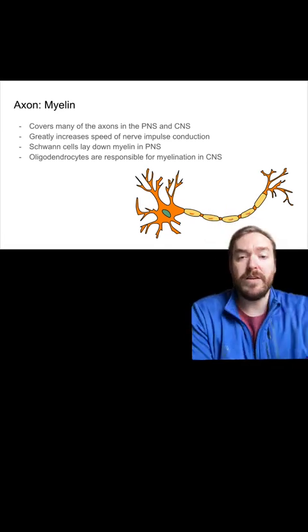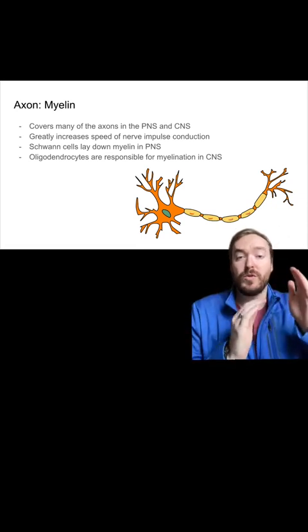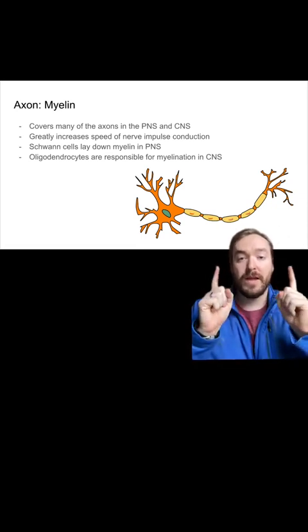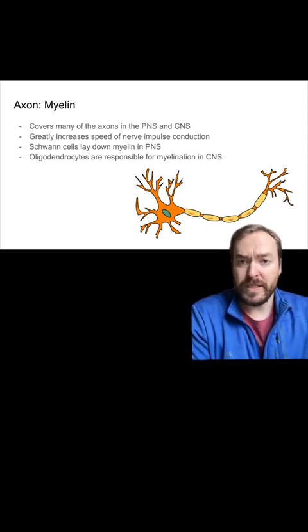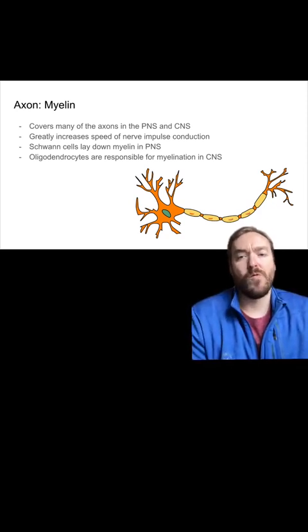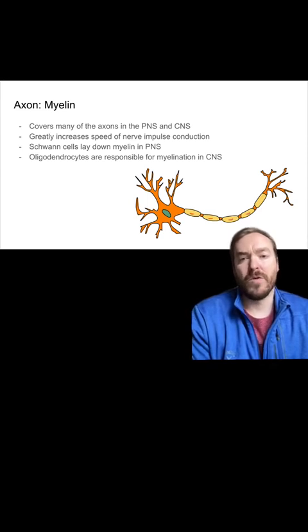So myelin is this yellowy stuff that's going down the axon, okay? And myelin is very important when we get to multiple sclerosis. Just remember, myelin is important. So it covers many of the axons in the peripheral nervous system and the central nervous system, and it greatly increases the speed of nerve impulse conduction.